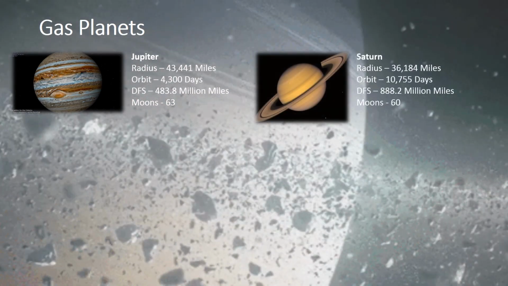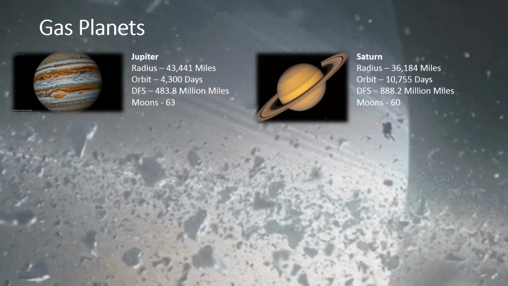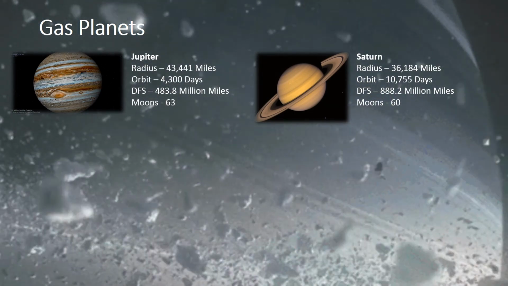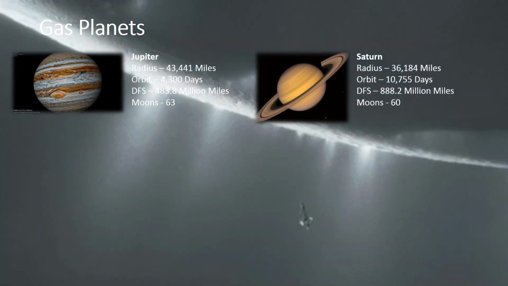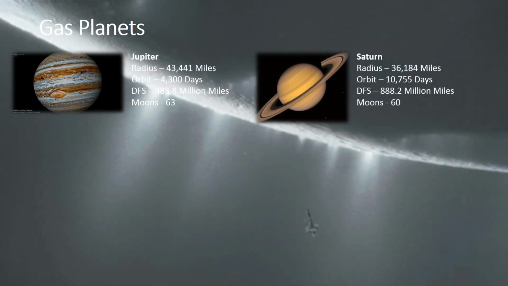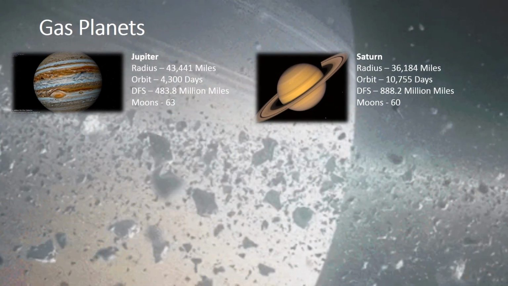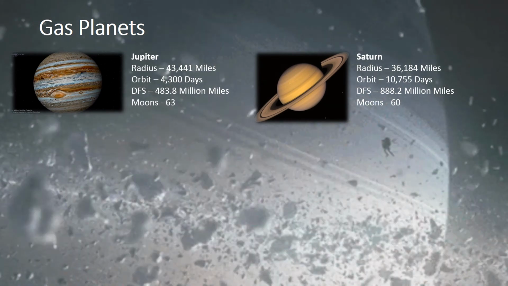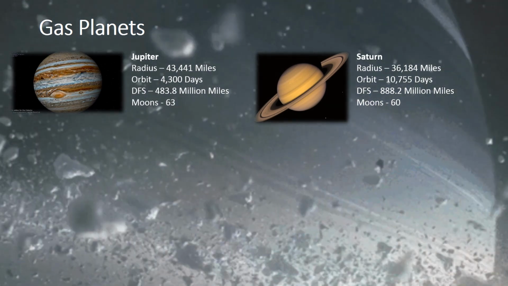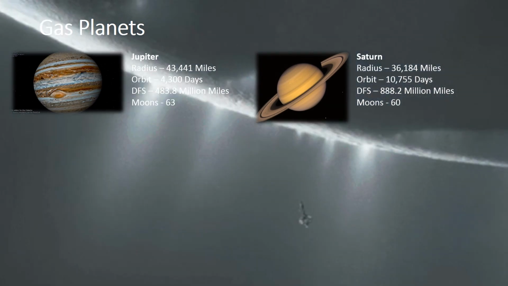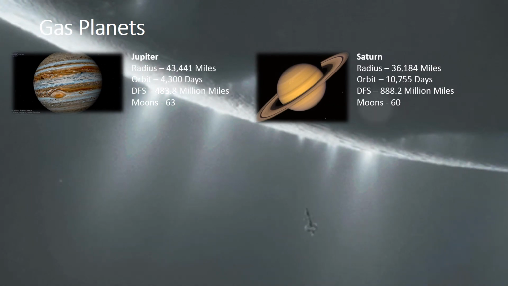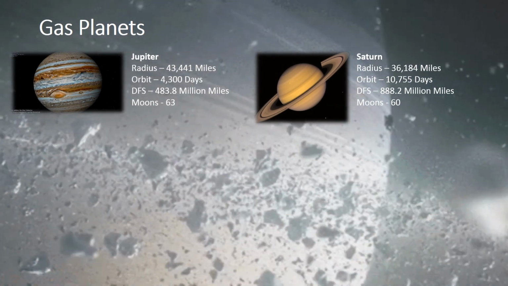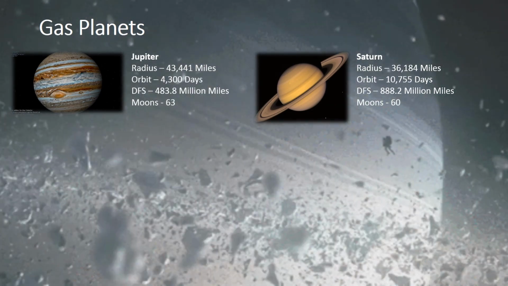Okay? The second largest planet in our solar system is Saturn, and Saturn is the next furthest planet after Jupiter. Now, Saturn's radius is 36,184 miles. So Saturn from side to side is about 72,000 miles, okay? You could almost stack 10 Earths from side to side, and it would just be getting close to Saturn's, okay?